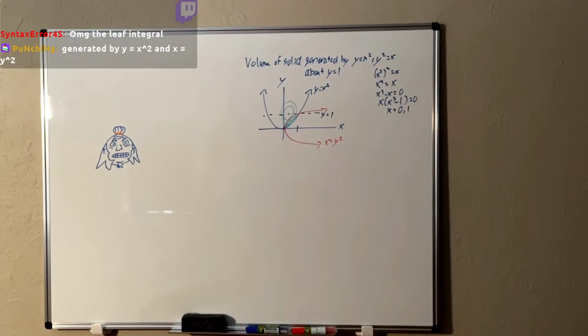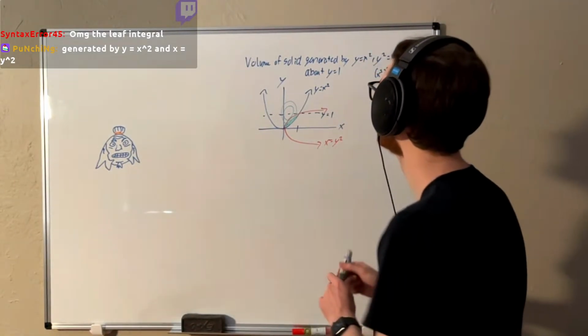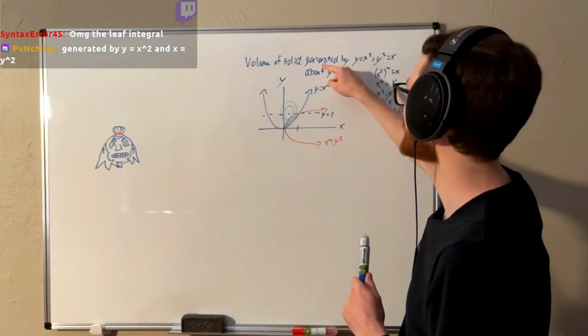Can't read what's on the board. Volumes of solids generated by. Sorry, my handwriting sucks. That's supposed to say generated.